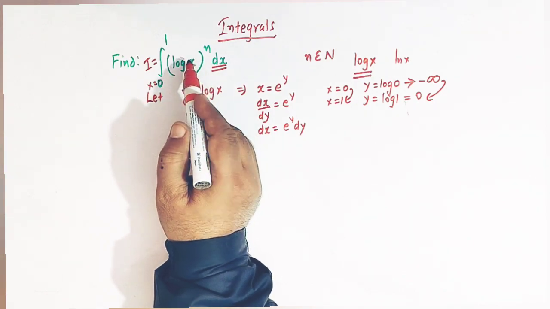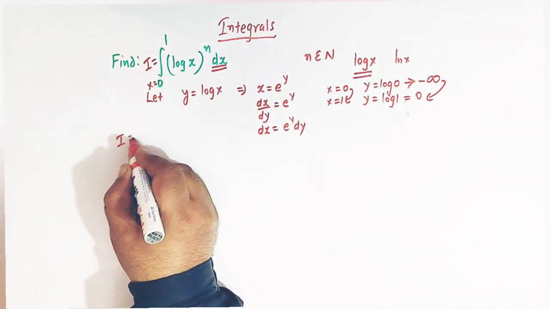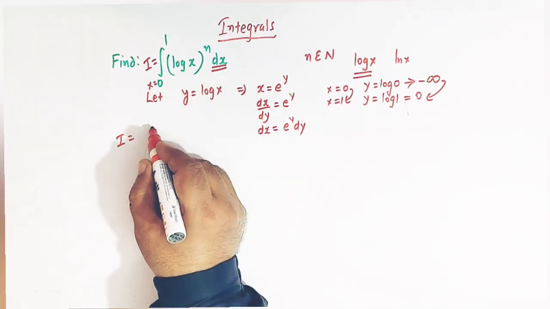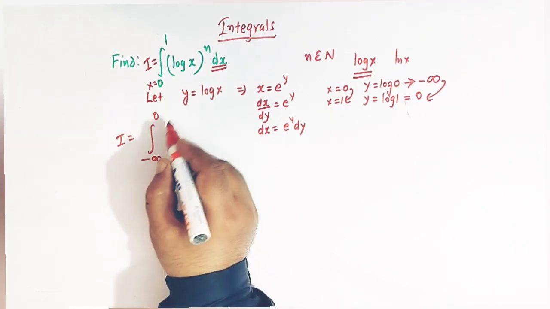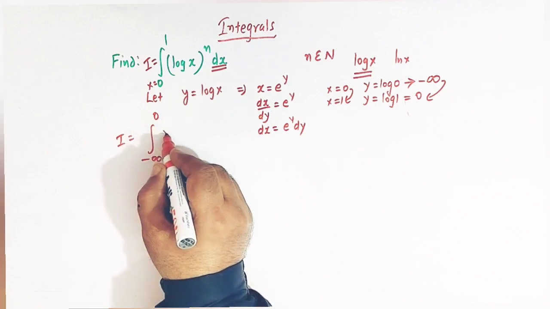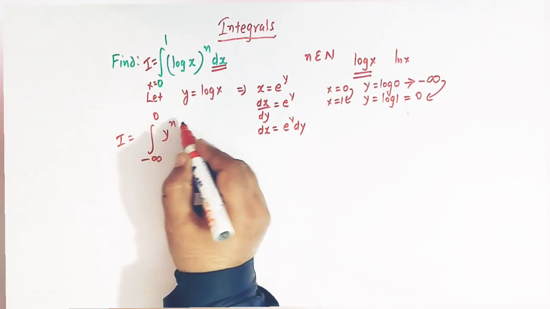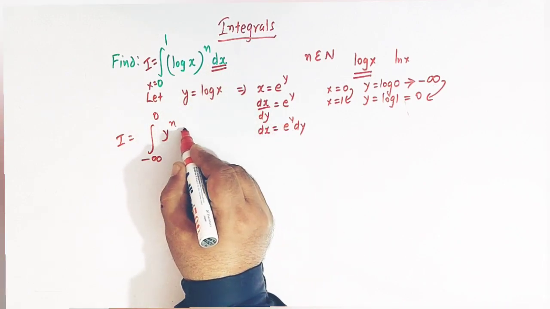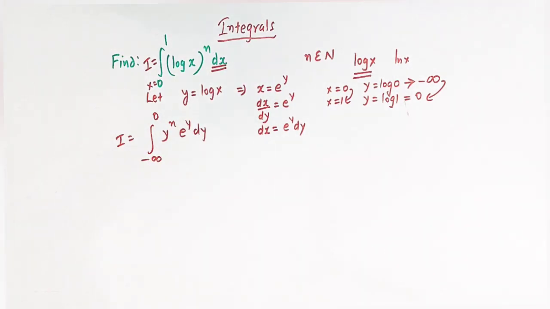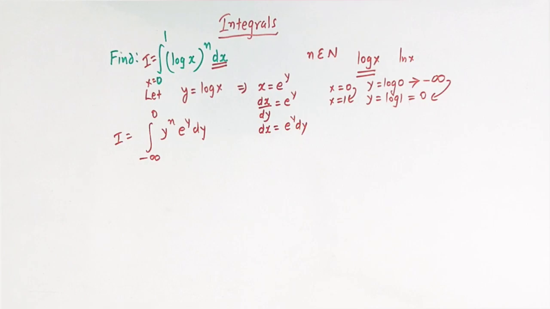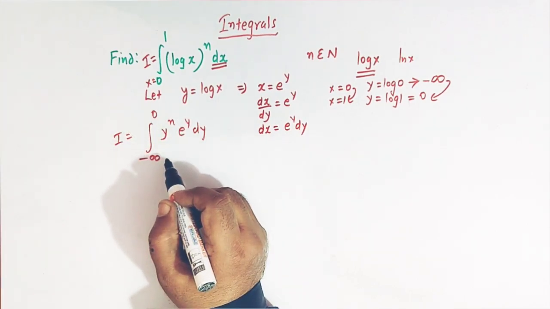Now we can write this integral I in terms of y as the integral from minus infinity to 0. Then log x is replaced by y, so we have y raised to n, and dx is e raised to y dy. So now we have this integral.